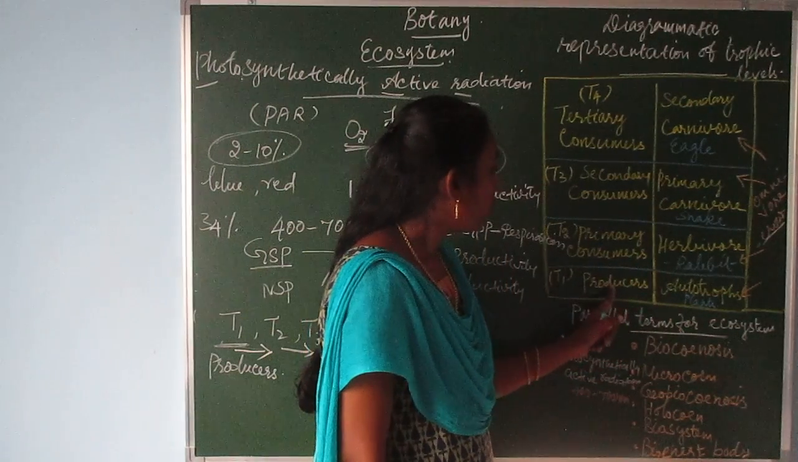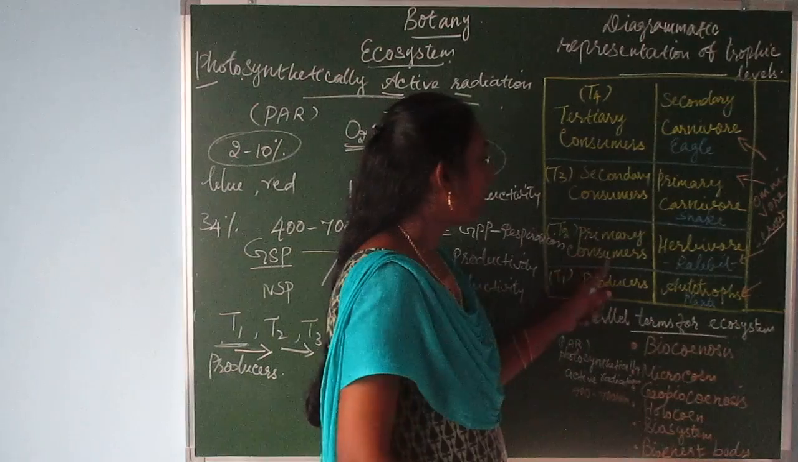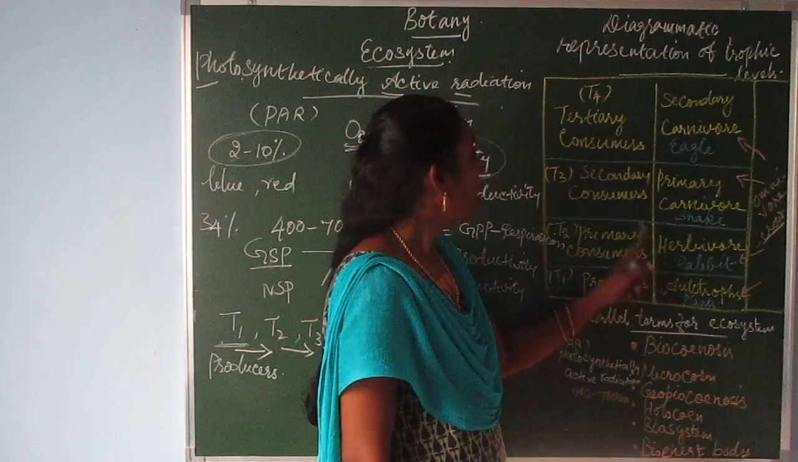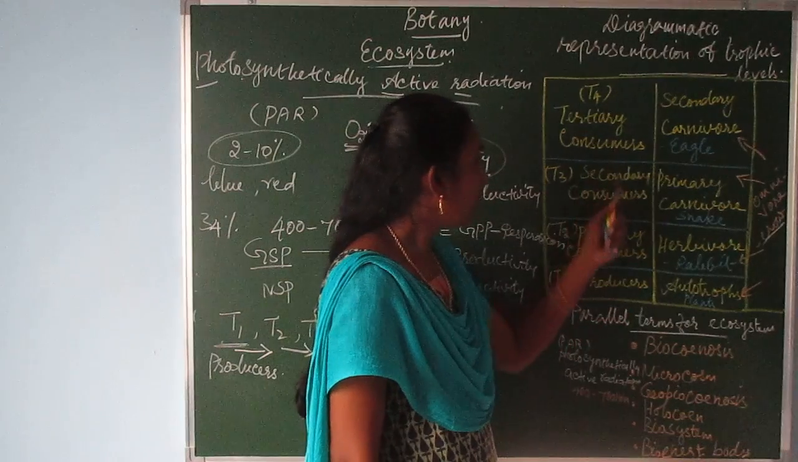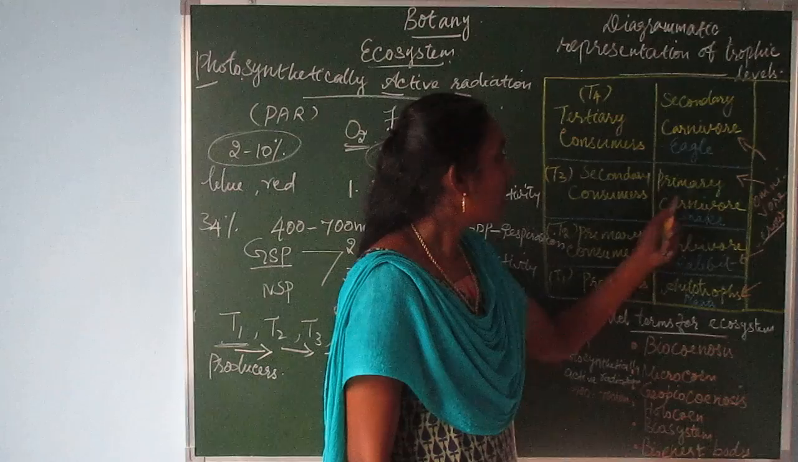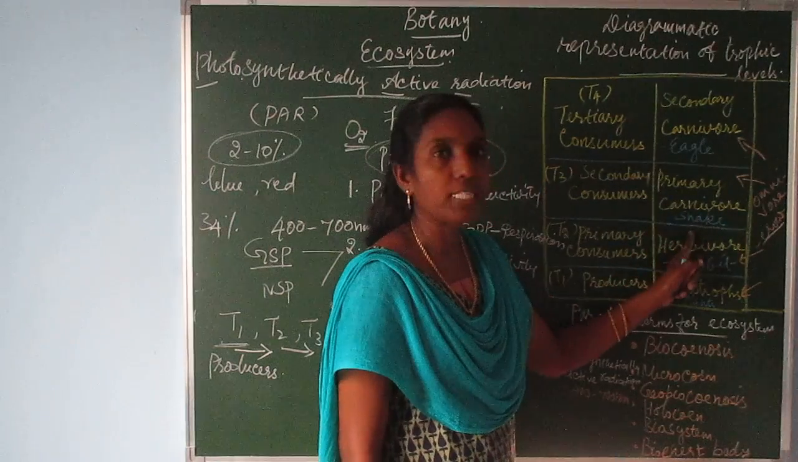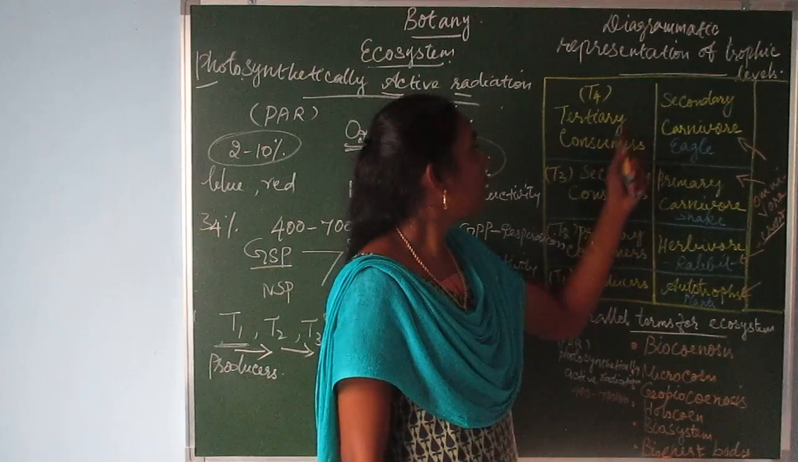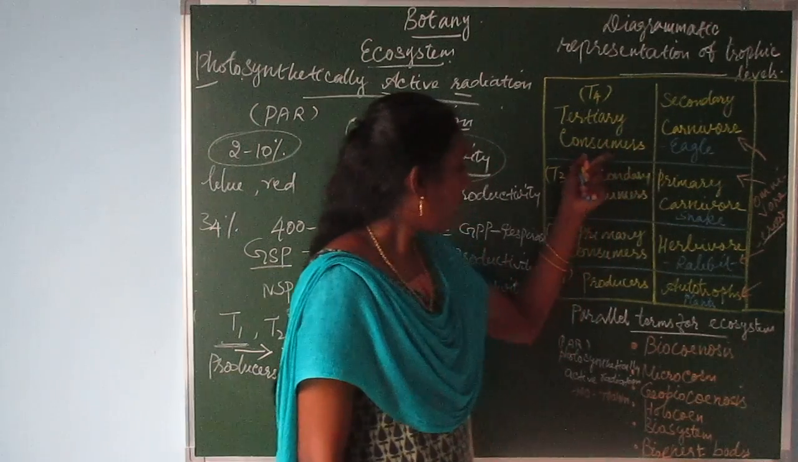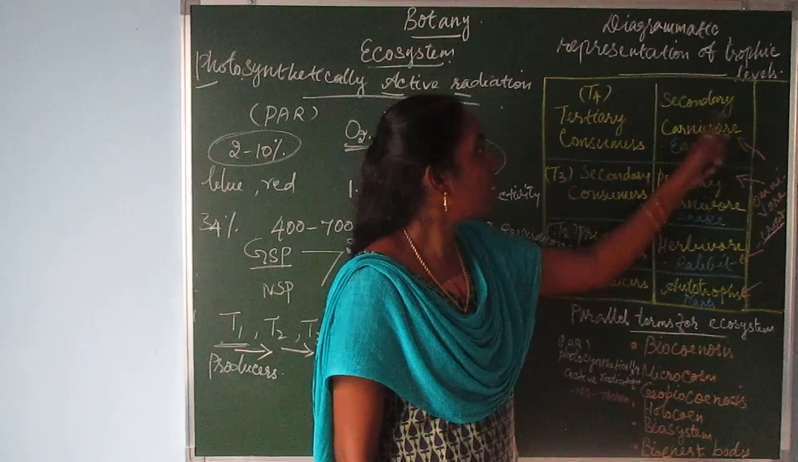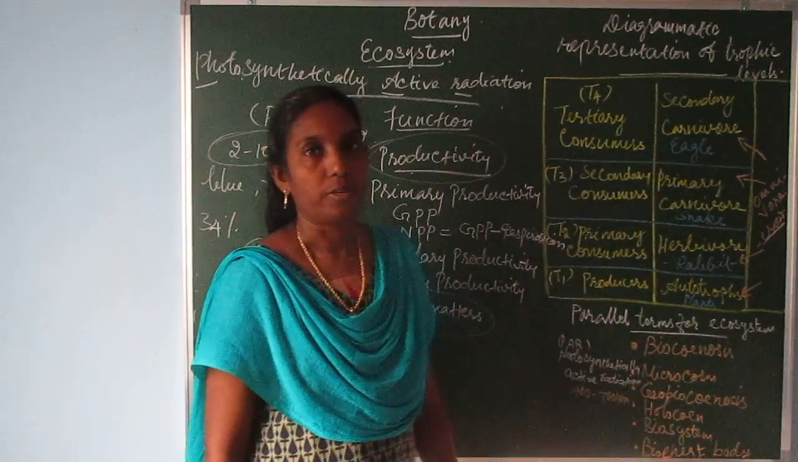The producers are eaten by primary consumers or herbivores, example rabbit, and the primary consumers are eaten by secondary consumers, which is the third trophic level, that is primary carnivore, example snake, and the secondary consumers are eaten by tertiary consumers. The example is eagle, otherwise called secondary carnivore.